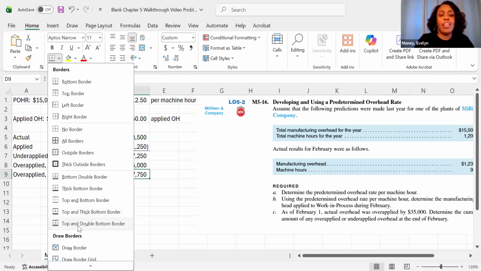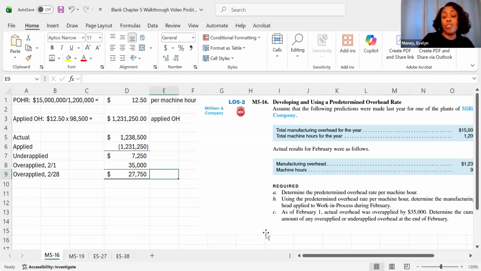Just don't forget, when you're determining the over or under applied amount, initially you're just comparing the actual overhead to the applied. Then if there's some already sitting in there, that cumulative effect you need to take into consideration to determine whether or not you are over or under applied.